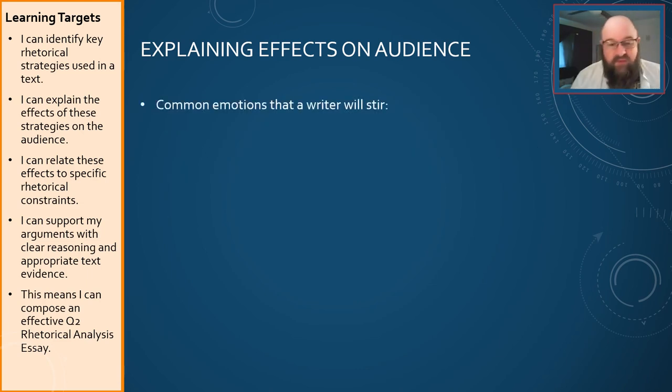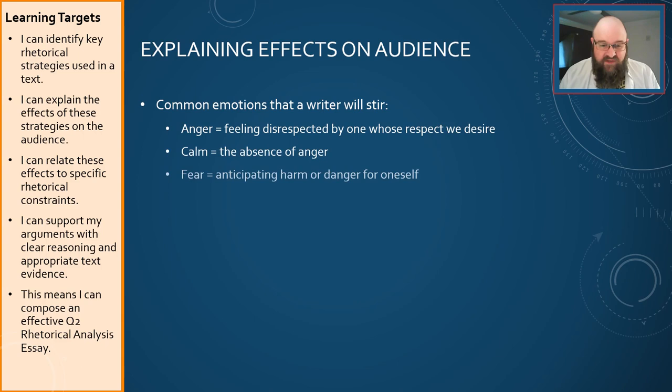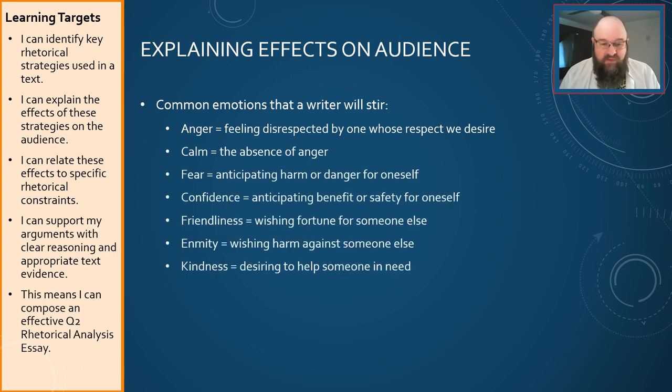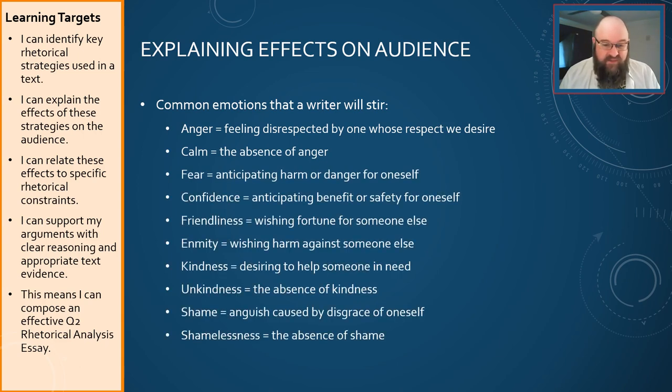So common emotions that a writer will often seek to stir in an audience, there's a lot of them, but some of the most common ones include things like anger, calm, fear and its opposite confidence, friendliness and its opposite enmity, kindness and unkindness, shame and shamelessness, and that's just a short list.